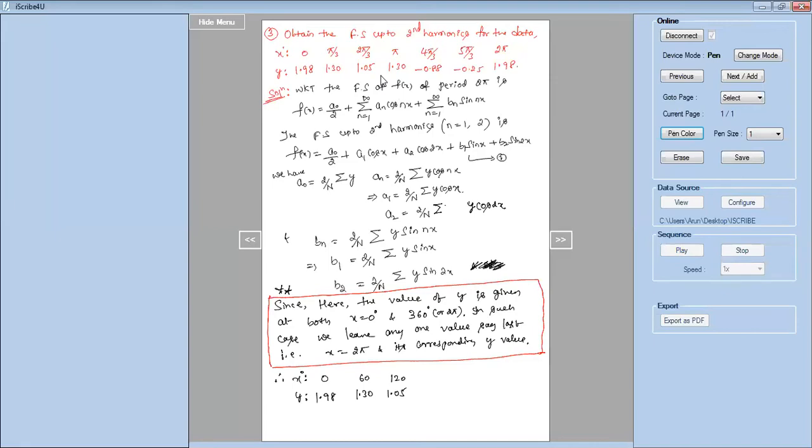Next, pi means 180 degrees, it is 1.30. Next, 4 pi by 3 means 240 degrees, so it is around minus 0.88. And next, 5 pi by 3, 300 degrees, minus 0.25. And next one is 2 pi, which is 360. We leave that one out: x equal to 2 pi and its corresponding y value. So you need to consider only this data while solving a problem.